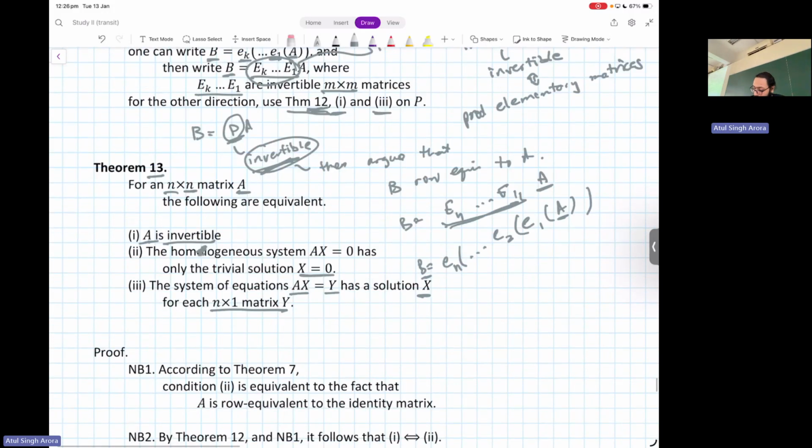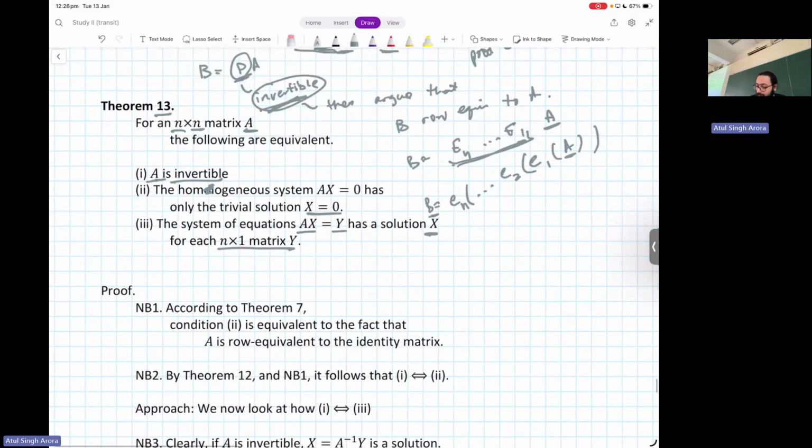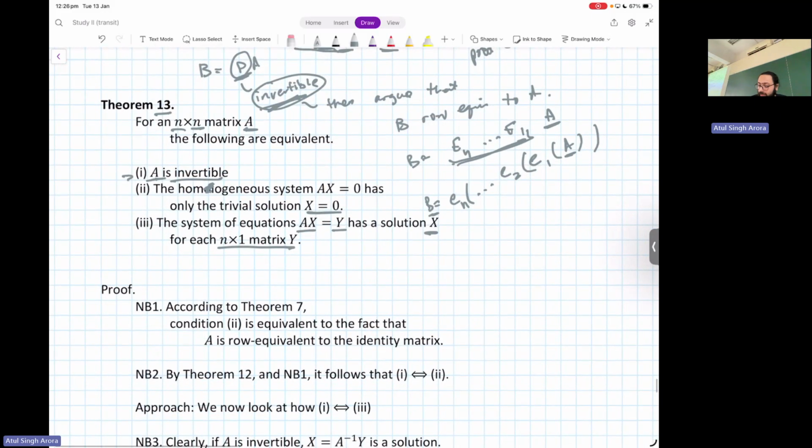All right. So theorem 13, is the statement clear? A is invertible, so that's one. The homogeneous system Ax equal to 0 has only the trivial solution, that x has to be 0. And the third statement is about the non-homogeneous equation now: Ax equals y has a solution x for each of the y's.